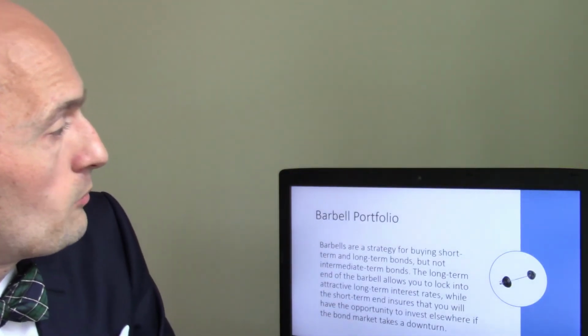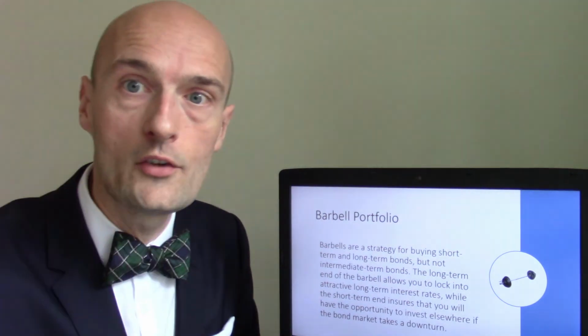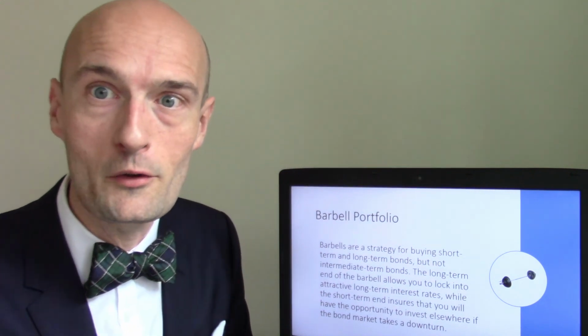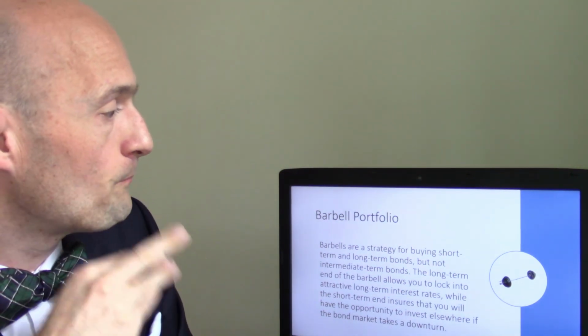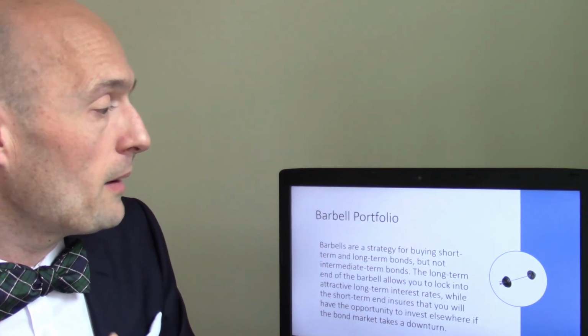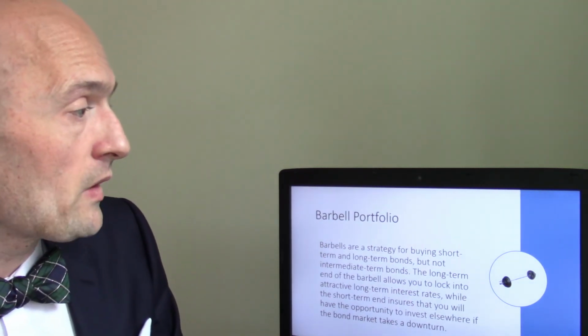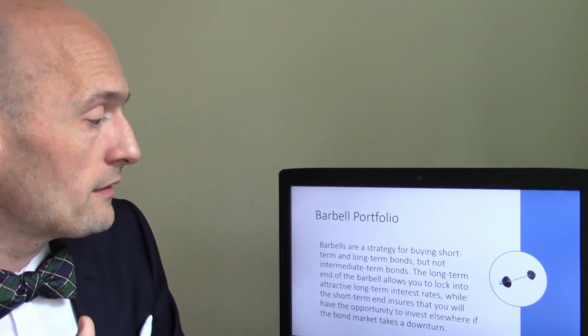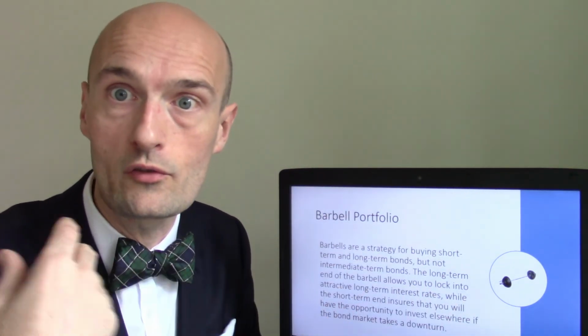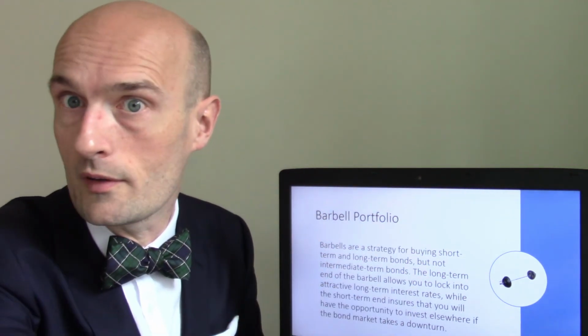Let's look at the barbell. Just to explain, a barbell is like a piece of gym equipment, if you're not familiar with that term. The barbell is a strategy for buying short-term and long-term bonds, but none of the ones in the middle. And the idea here is that you want to get some of the long-term bonds to get that higher interest rate associated with buying, we'll say, the 10-year bonds.